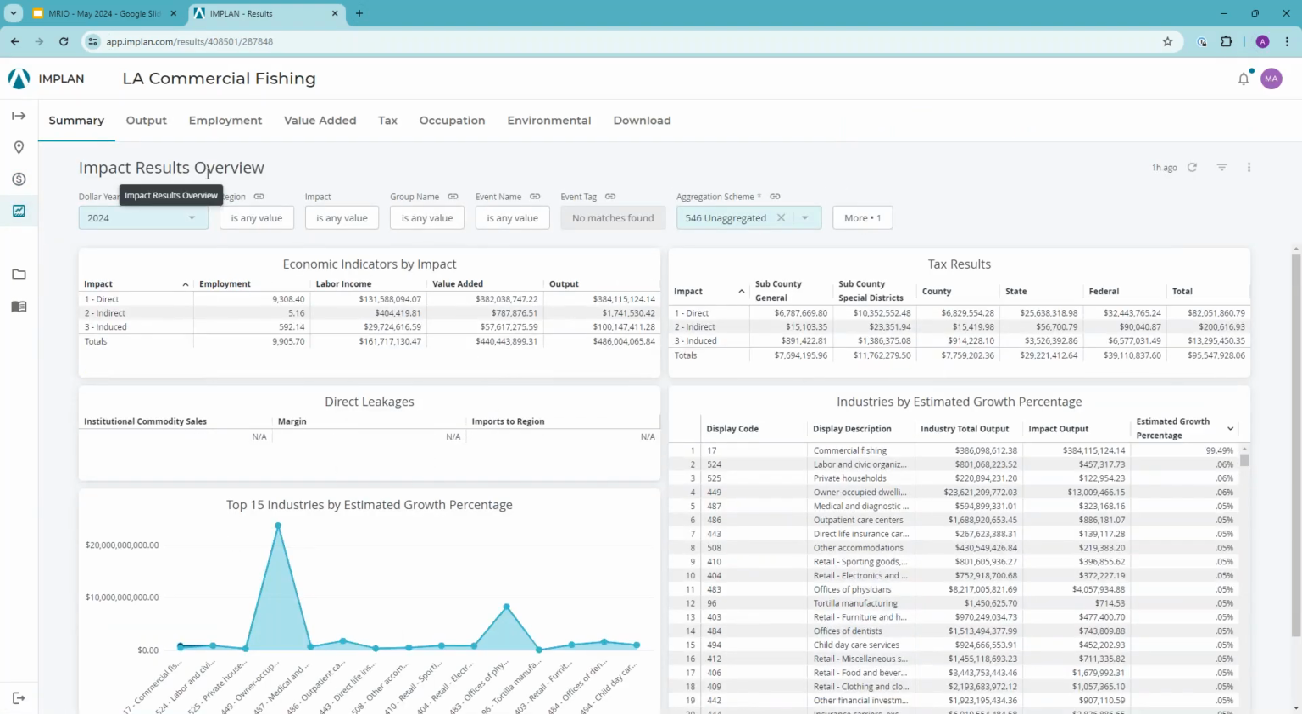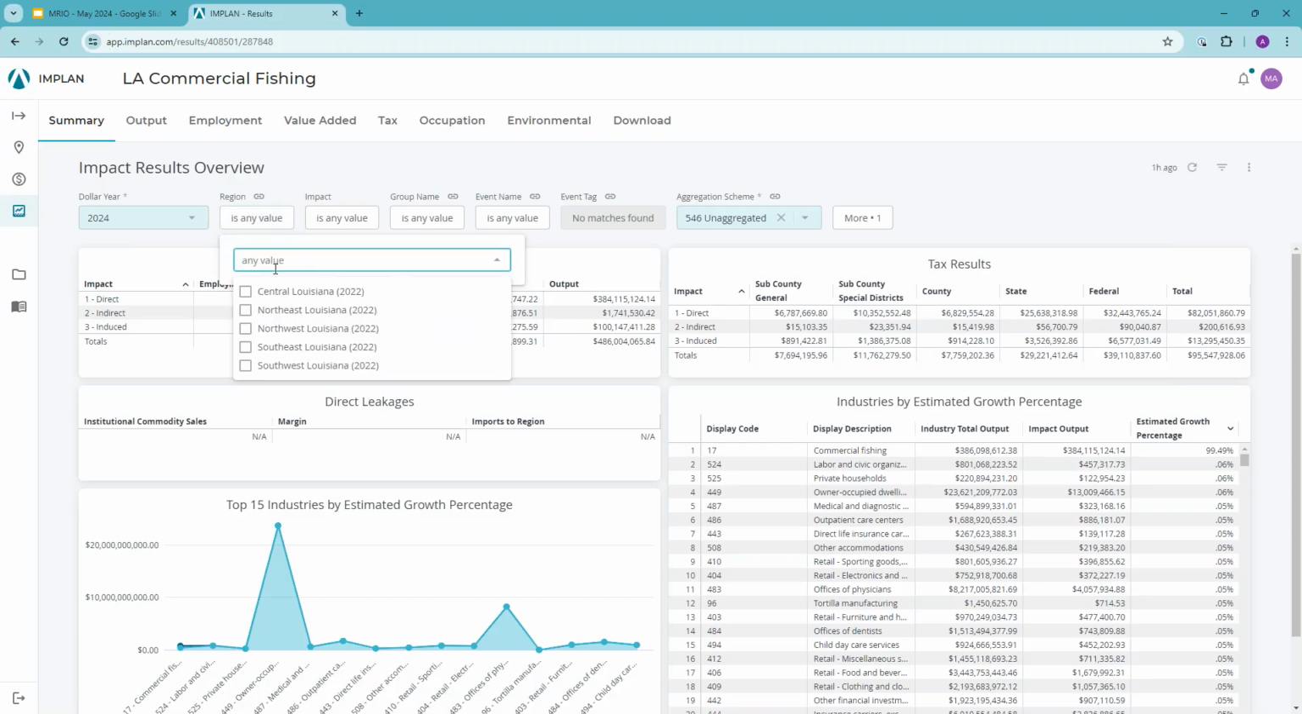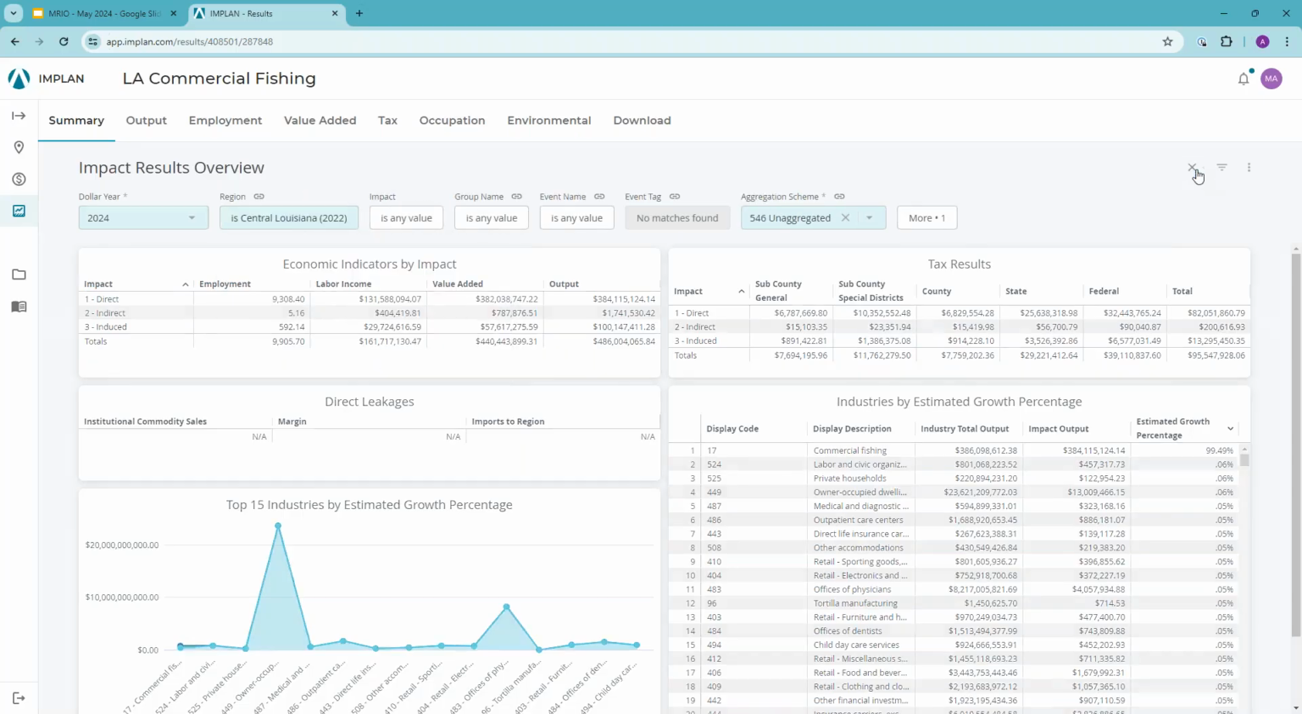Because we ran effects in every region, we would expect to see effects in every region, right? Direct effects in every region. However, when I use my region filter, we're going to notice that we're not going to have direct effects in every region. And that's because certain places like central Louisiana didn't actually have commercial fishing.